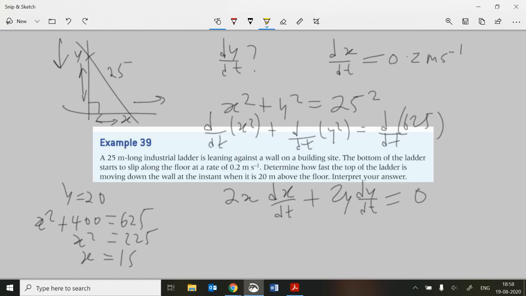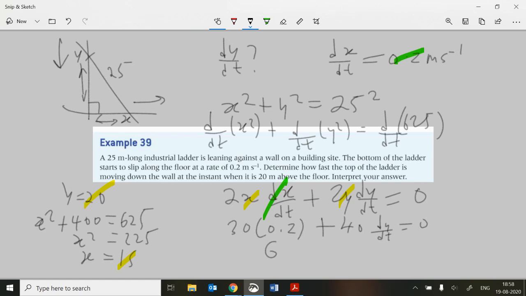So we've got our 20 and 15, which we can put in here and here. We've also got 0.2, which we can put in there. So it's just a matter of solving an equation now, and I just substitute those things in. So 2 lots of 15 is going to give us 30. The dx/dt is 0.2, so we need a fifth of 30, which is 6. And then we've got 2y, so 40 there. And then we've got this dy/dt.